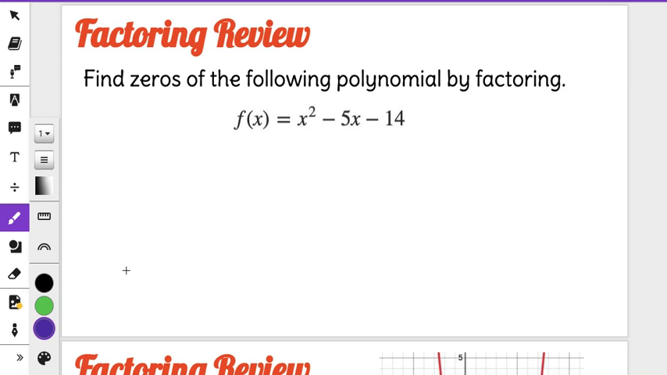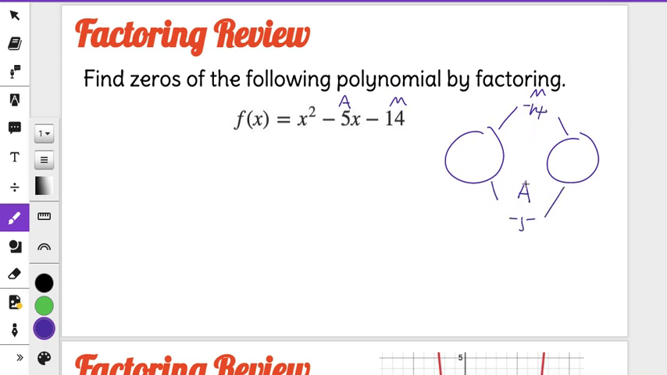Since we are going to use factoring, let's try the AM method first. As we mentioned before, it's like a diamond puzzle. We're going to look for two numbers that multiply to get negative 14, and when we add them, get negative 5. The only two numbers that work are negative 7 and positive 2. You can test it out. Negative 7 times 2 is negative 14. Negative 7 plus 2 is negative 5.